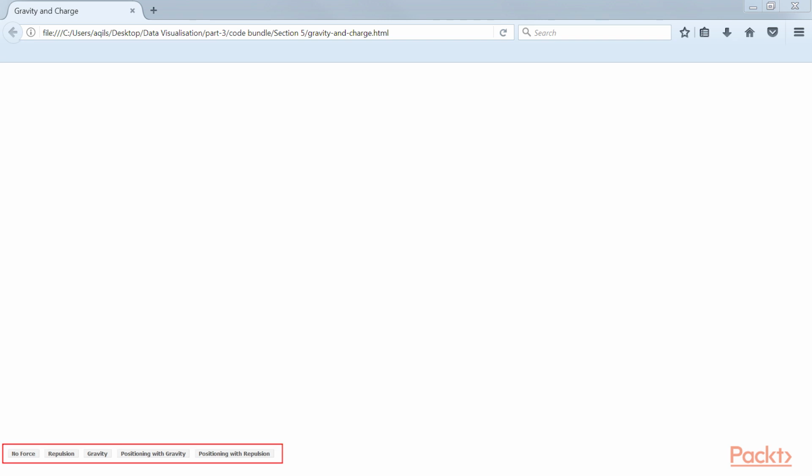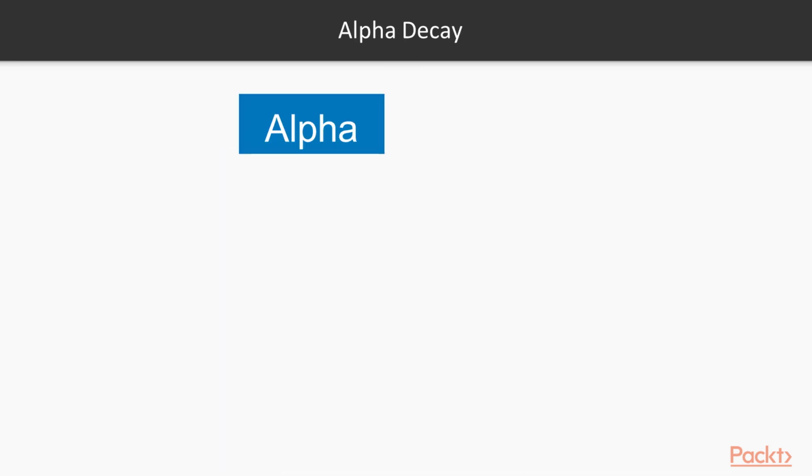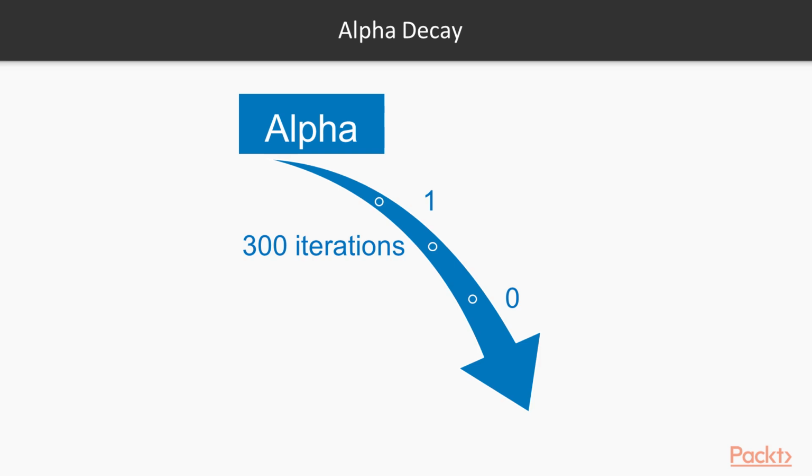Now, before we get our hands dirty with the code example, let's first dig a little bit deeper into the fundamental concepts of alpha decay, velocity decay, charge, positioning, and collision so we can have an easier time understanding all the magic number settings. Alpha determines how hot a simulation is. A simulation starts with alpha of 1 and decays towards 0 by default over 300 iterations. Therefore, if you set the alpha decay to 0, meaning there is no decay, the simulation will never stop. This is the setting we use in order to better demonstrate the effects.